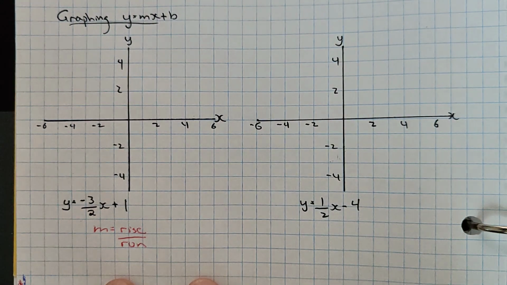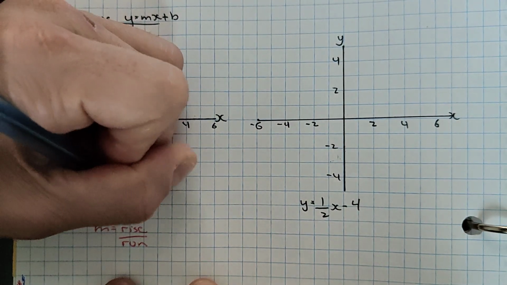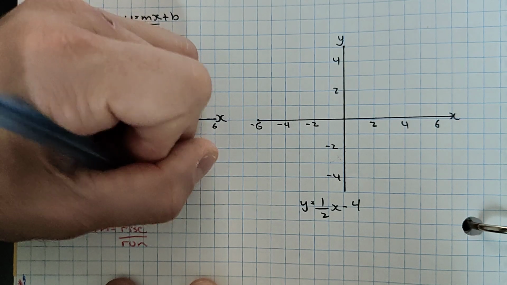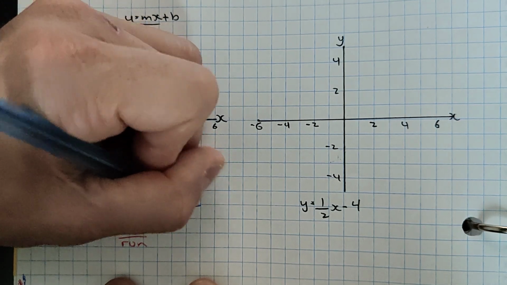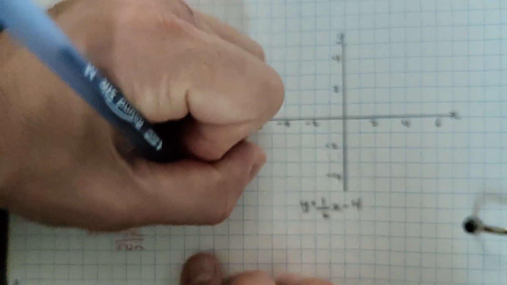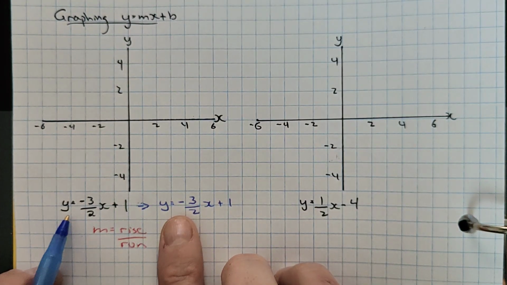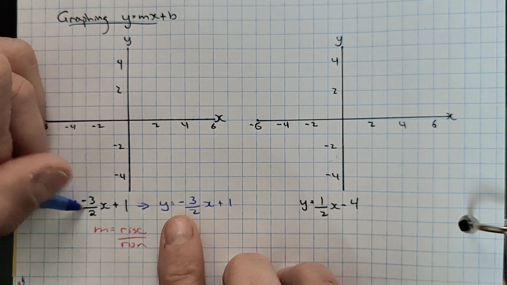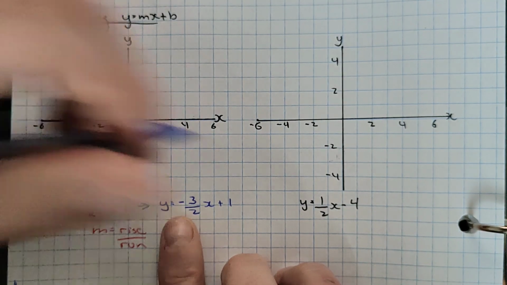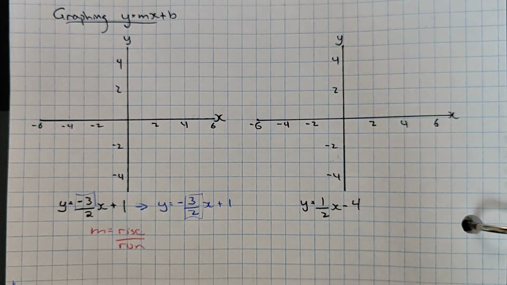This equation could also be written as y equals negative 3/2 times x plus 1. Notice that I've moved the negative sign in front of the fraction, so I've moved it outside versus being inside the fraction here, right? This part is all together where this part is now separate. These are exactly the same.